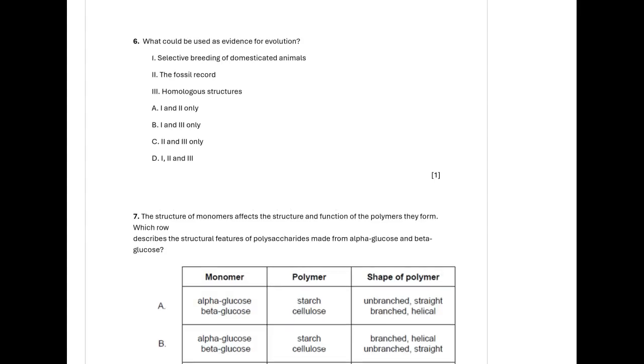Then question 6, what could be used as evidence for evolution? So you look at the 3 options and you think which of these could be. So selective breeding of domesticated animals, yes. The fossil record, yes. And homologous structures, yes. So the answer therefore must be D.